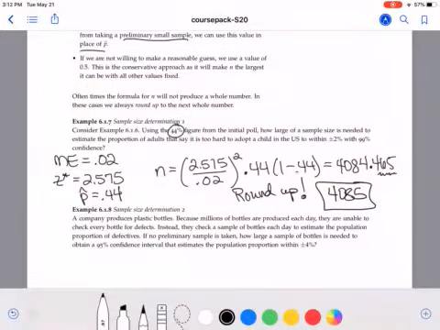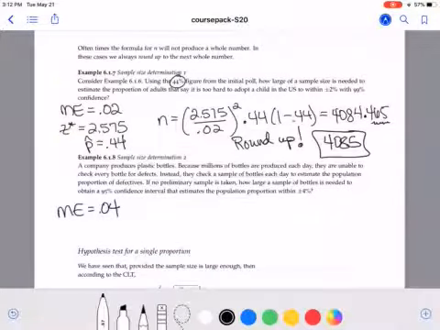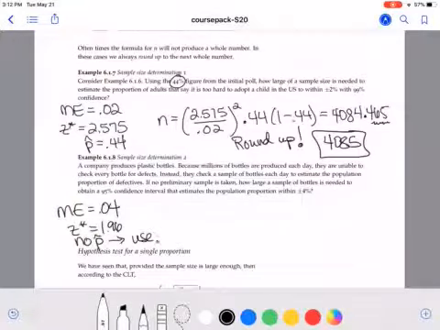The other example says a company produces plastic bottles, millions a day. They can't check every bottle for defects, so they check a sample of bottles. No preliminary sample has been taken, which tells me that I don't have an idea of what p hat would be. We're asked how large a sample of bottles we would need to get a 95% interval that estimates the proportion within 4%. So our margin of error is now 0.04. Because we're doing a 95% confidence interval, our z would be 1.96, and we have no p hat. So we use a value of 0.5.